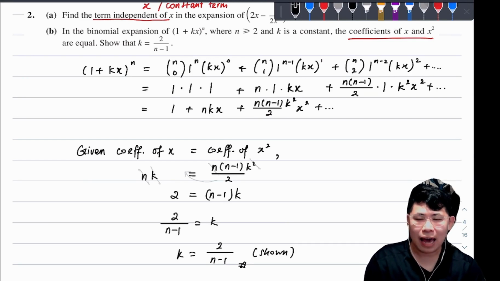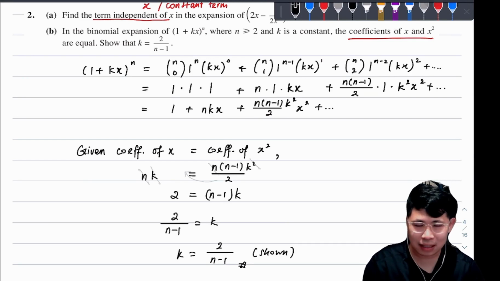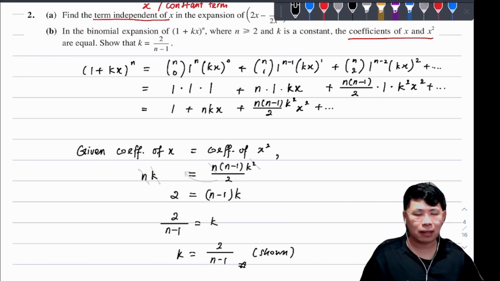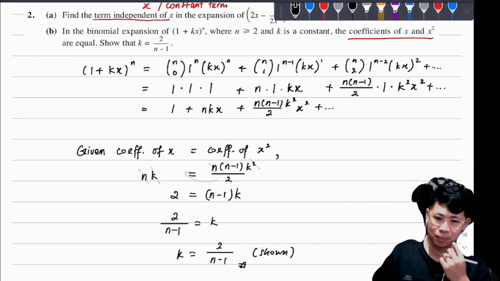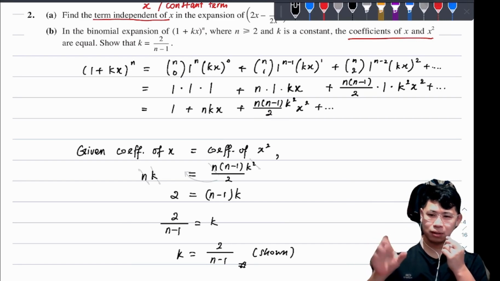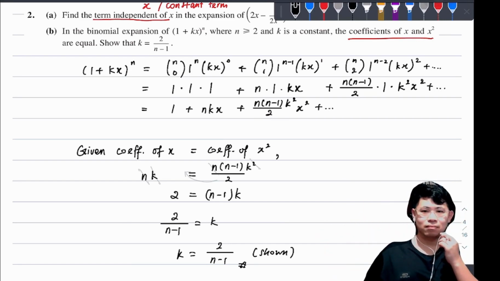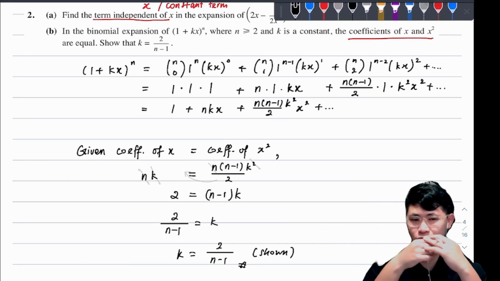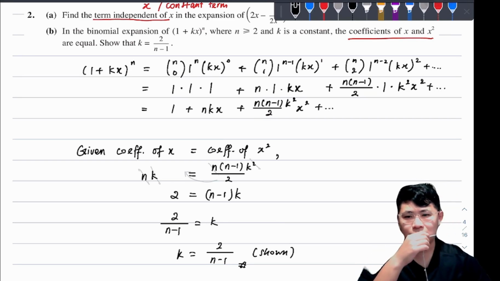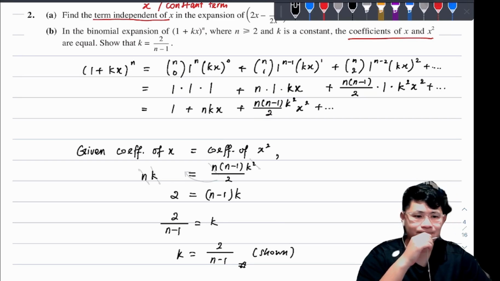Okay, so when we expand, we use the general term repeatedly. If we look for the term independent of x, or when we look for a specific term, then we use the general term just for that case. And we need to solve for the power, solve for r. Okay, so that brings us to question 2.